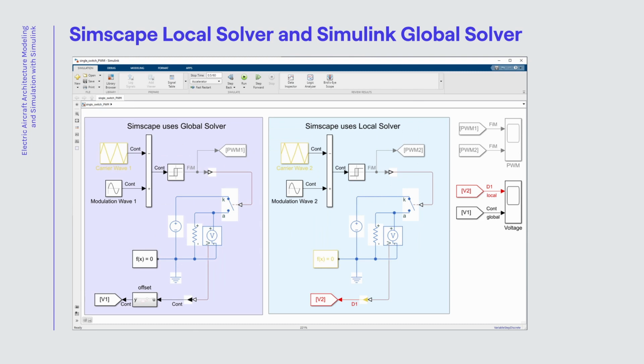Please also notice that the voltage measurement is highlighted D1 on the local solver circuit, meaning it is discrete. And notice on the left that the measurement is highlighted CONT or continuous. Finally, notice that both PWM generators use the Simulink global solver as they are Simulink models, and you can see that the PWM signals are labeled as FIM, which means fixed in minor time step, which is a continuous signal. So what does this all mean? Let's take a look at the PWM signals and the results of the simulation.